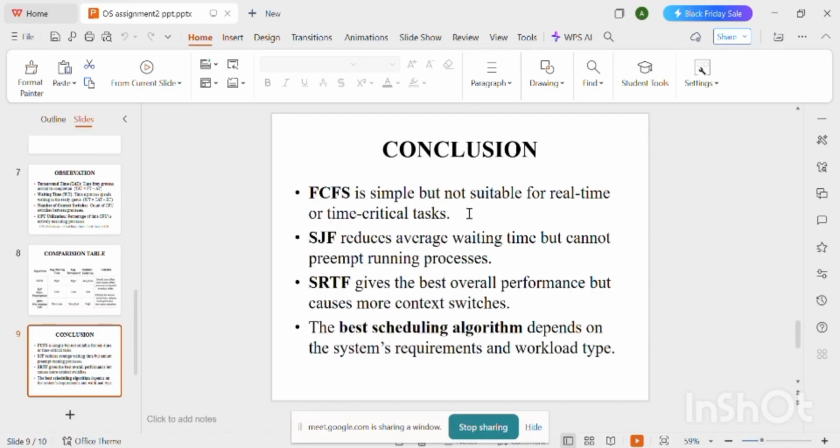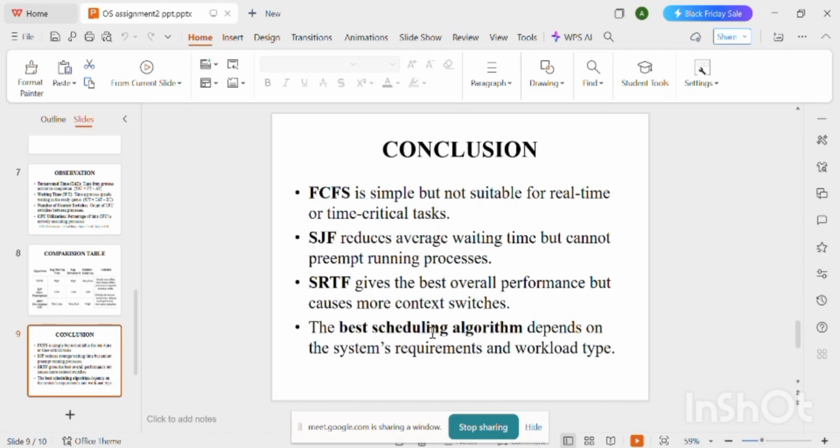At last, the conclusion. First come first serve is simple but not suitable for real-time or time-critical tasks. SJF reduces the average waiting time but cannot interrupt a running process. SRTF gives the best overall performance but causes more context switches.